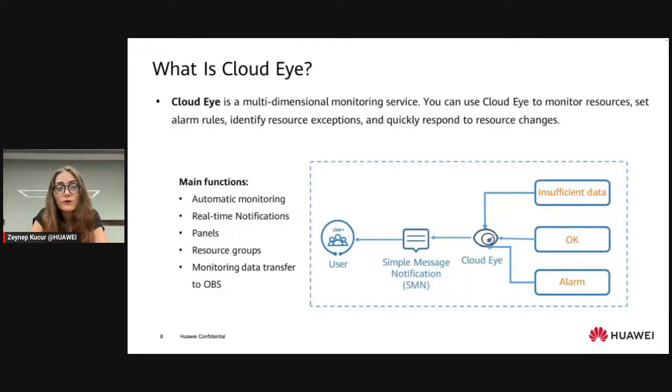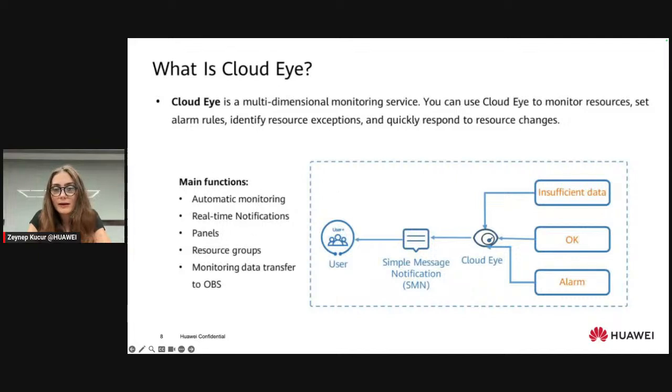For real-time notification, when creating alarm rules, you can enable Simple Message Notification, known as SMN. If the service status changes or metrics hit specified thresholds, we set specific thresholds, and if they're hit, Cloud Eye notifies you via text messages, emails, or sends HTTP or HTTPS messages to your servers. This way, you can monitor the status and changes in cloud resources in real time.